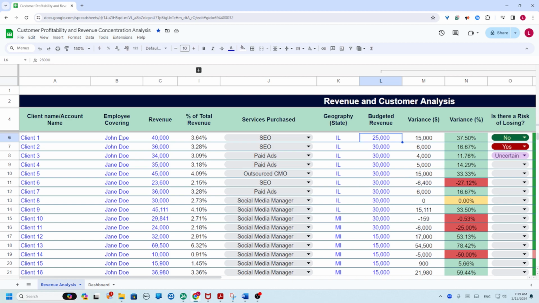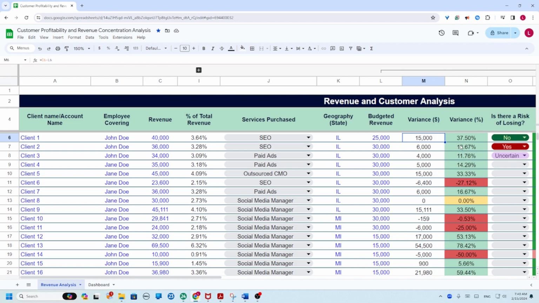So, for example, for client one, we are expecting a revenue of 25,000 from this client. But it ends up happening that we received 40,000 from this client. Therefore, we have a 37% positive variance from this client, right? We had 15,000 more revenue from this client than expected. Even though it's a good variance, we really need to ask ourselves some question: why, right? Why did we get more revenue from this client?